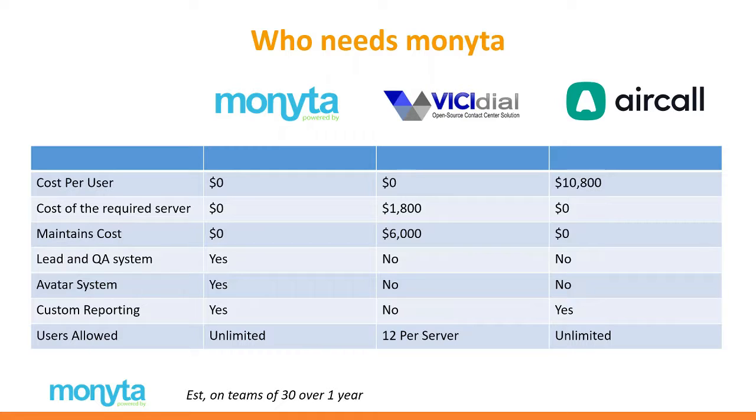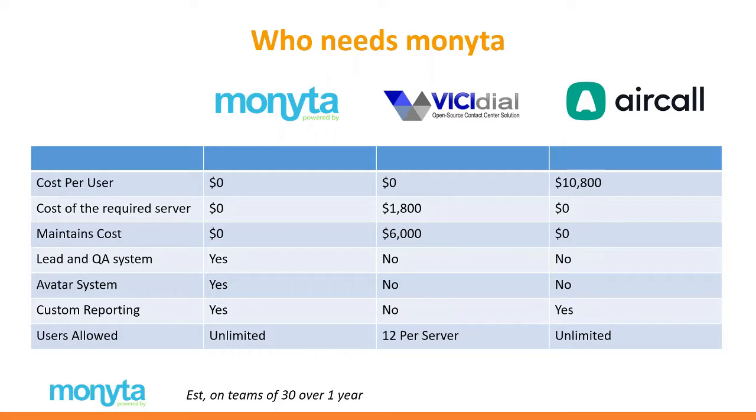So first of all, cost per user. Aircore will charge between $30 and $50 per month per user, where Monitor is absolutely free. There are no server requirements because it's a cloud solution, unlike Vici, which requires a fairly heavy and quite expensive server, and it can only handle 12 people per server. There is no maintenance cost.